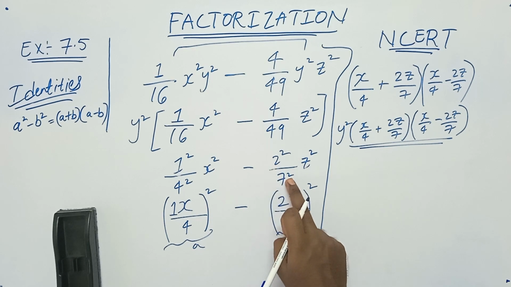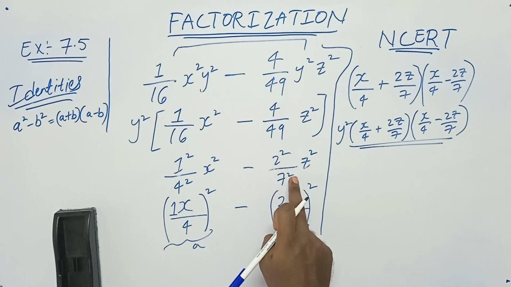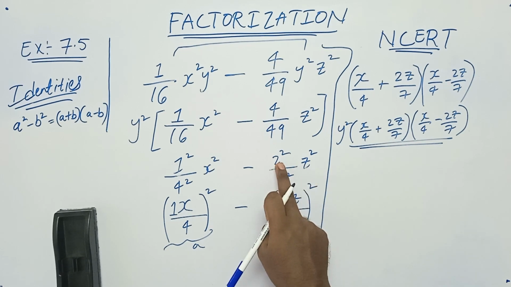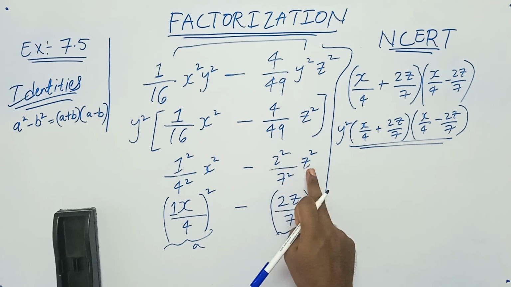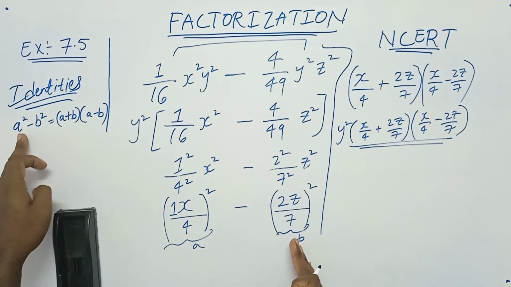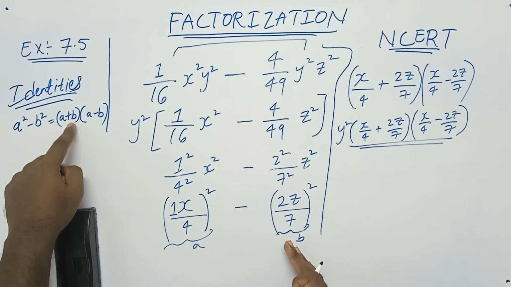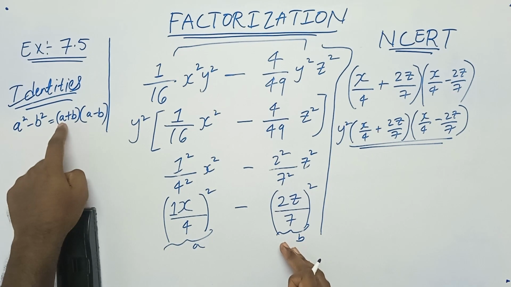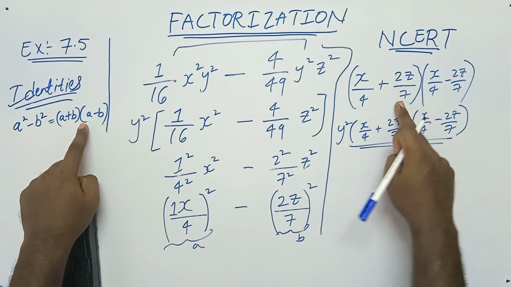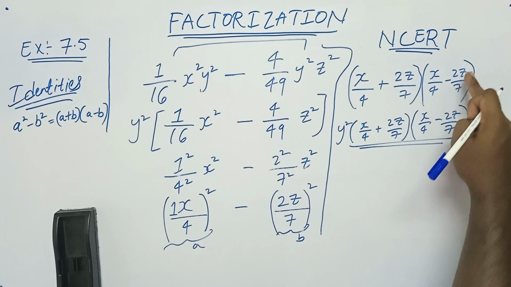So 2 and 7, their powers are the same, so 2 and 7 get divided. That is why we have divided 2 and 7. Then we have z and 2, their powers are the same, so we multiply 2 and z. That is what we have multiplied, 2z. So we got 2z upon 7 whole square. Now it absolutely looks like a square minus b square, which is going to be a plus b into a minus b. So we have converted this expression into x upon 4 plus 2z upon 7 times x upon 4 minus 2z upon 7.